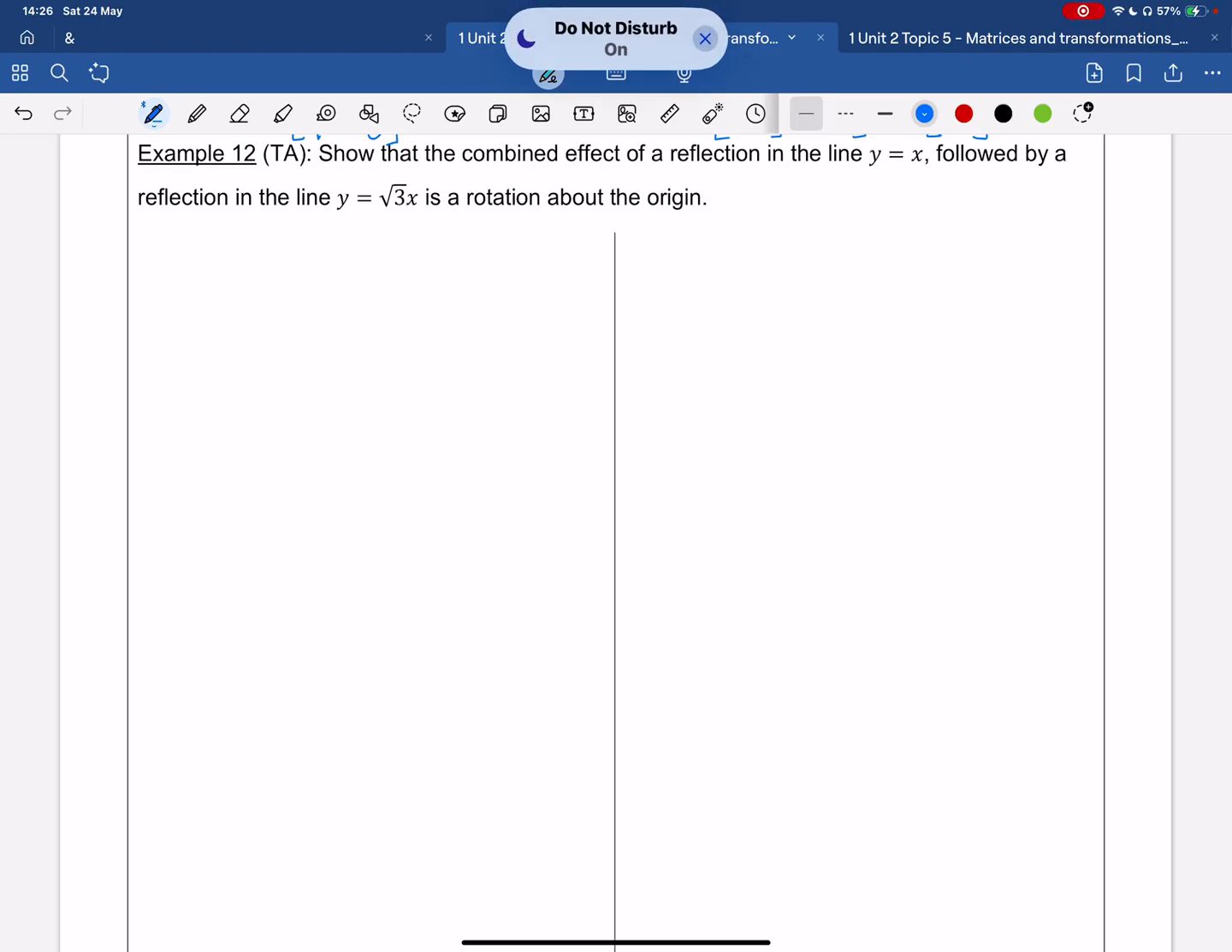Now we're going to show that the combined effect of a reflection in the line y equals x followed by another reflection in the line y equals root 3 x is the same as performing some sort of rotation about the origin.